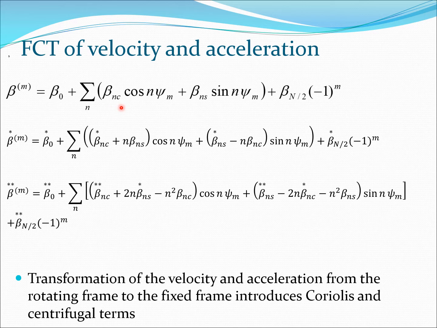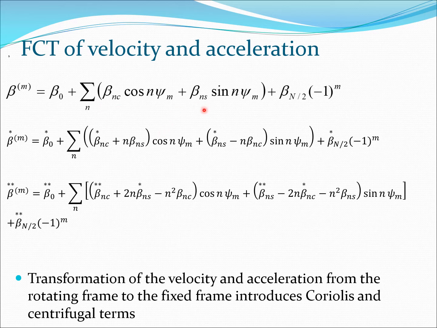So beta nc star term will be there, beta nc star cos n psi m. The next term would be beta nc and then negative n sine n psi m. That's this term here. Beta nc negative n sine n psi m. Okay, remember that all these betas in the fixed system and in the rotating system for FCT can all be differentiated, they are functions of time.